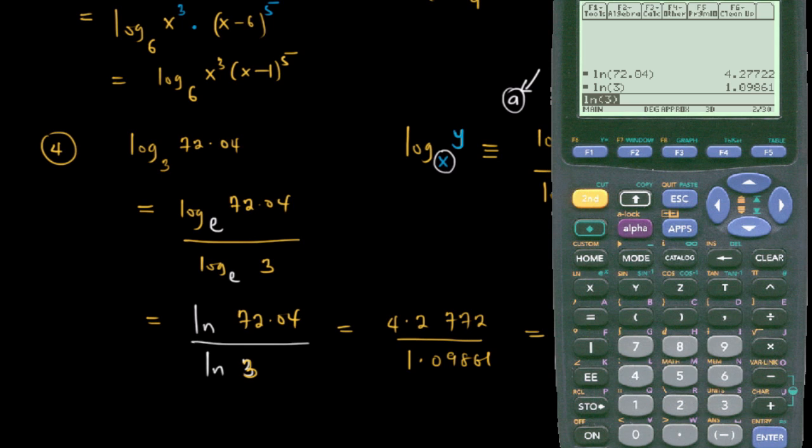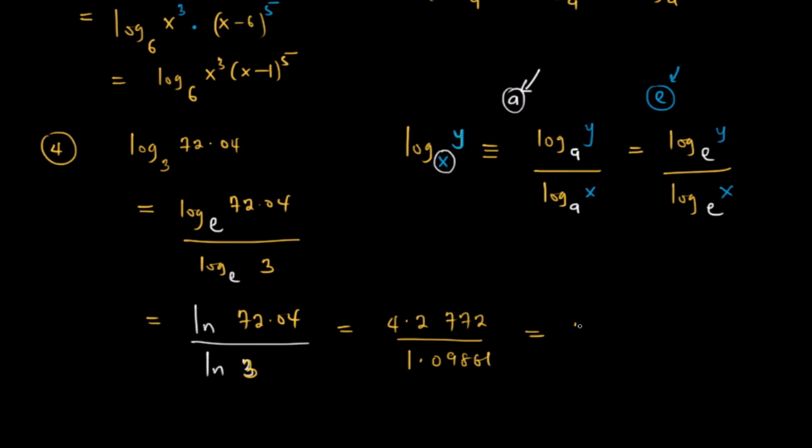So let's just check again. We have 4.2772 divided by 1.09861. That gives us 3.89328. Since we're told to approximate the answer to the nearest 3 decimal places, this is 3.89328.